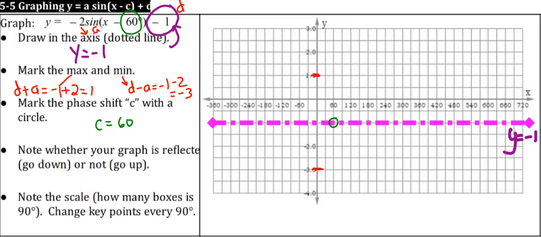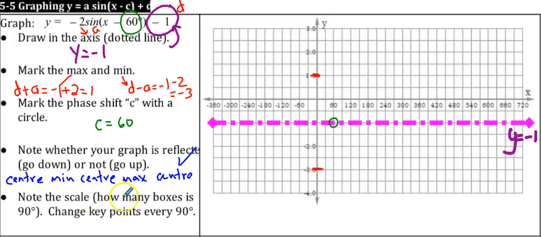Now you want to decide or note whether your graph has been reflected. Our graph has been reflected. So remember the pattern is usually center, max, center, min, center. But since it's reflected, it's going to be center, min, center, max, center. And you don't have to write this stuff down. You can just do it in your head or on the graph.